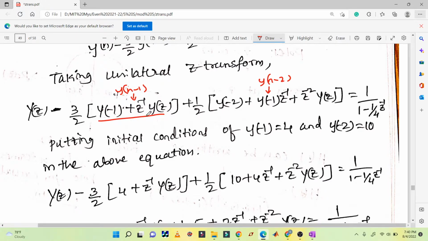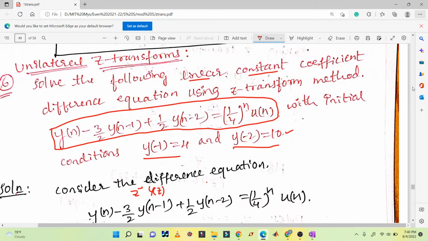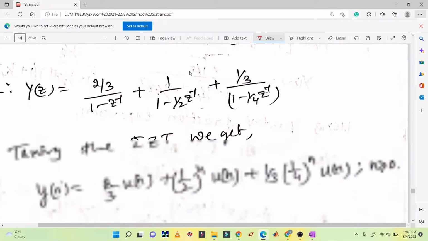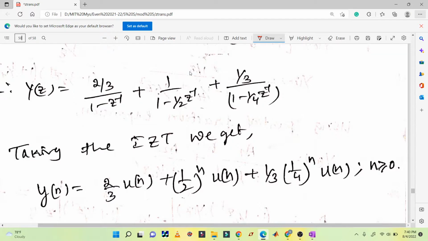So let us read the question again. We have to solve the difference equation having initial conditions y of minus 1 equal to 4 and y of minus 2 equal to 10. So solving this equation means what? Using the Z transform, we need to write it in sequence form. We have been given it in the form of a difference equation, and we need to form an output equation in the sequence, that is, output sequence form.